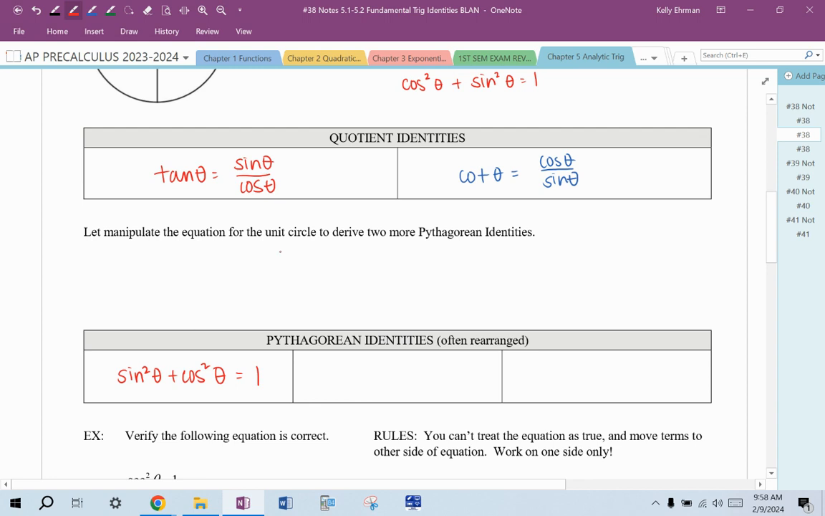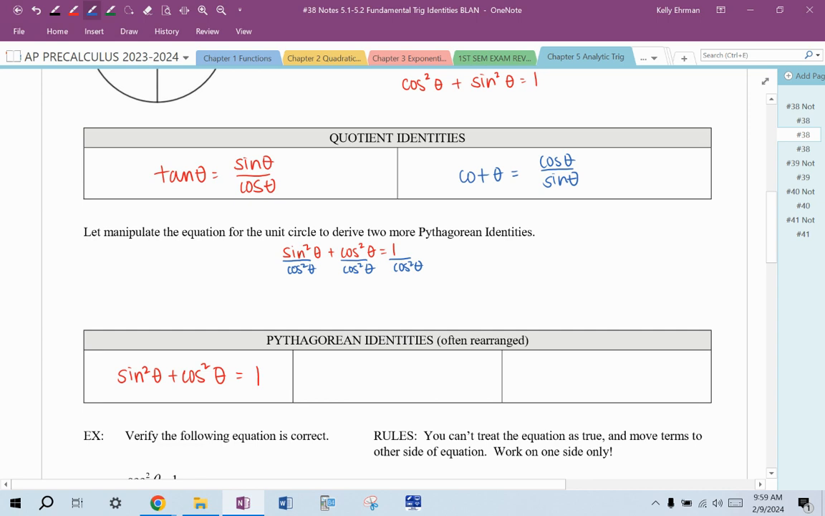So let's write this equation here: sine squared theta plus cosine squared theta equals 1. This is an equation, right? That means I can perform some algebra on it, as long as it's all legal algebra, and manipulate the equation a little bit. The first thing I would like to do is divide everything by cosine squared. As long as you do that to every term on both sides of the equation, that's all legal math, right?